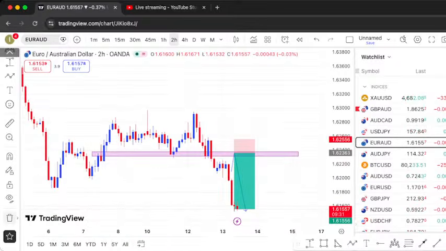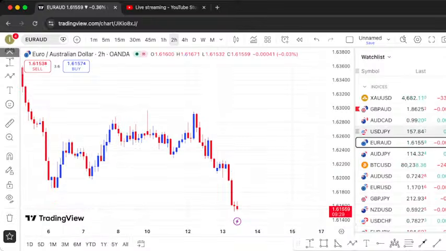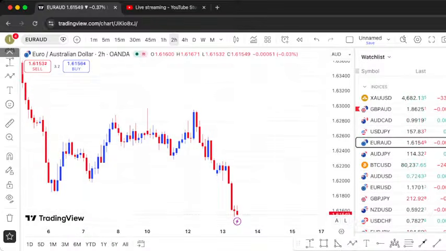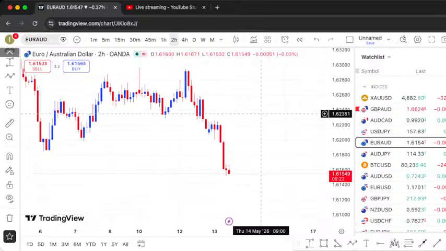Next here we have Euro AUD. Remember, Euro AUD and GBP AUD, they are positive correlated. What do I mean by positive? They move the same direction. I repeat again, GBP AUD and Euro AUD, they are positive correlated because of the AUD on the quote side. Okay, so these are positive correlated.